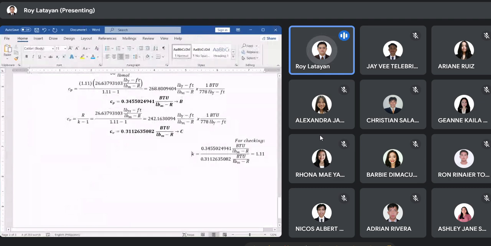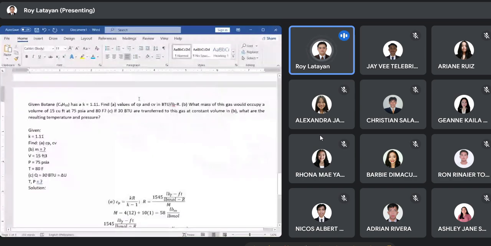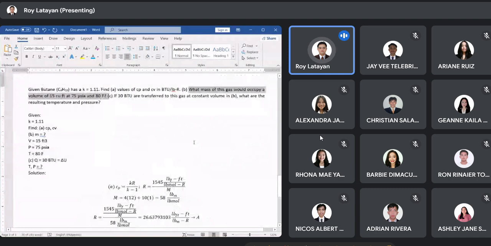Next. So, we have the values of CP and CV. We have A. Next is mass. We're given volume, pressure, and temperature. So, hopefully it's obvious that PV equals mRT will be used since there's pressure, volume, and temperature. So for letter B, we use PV equals mRT.